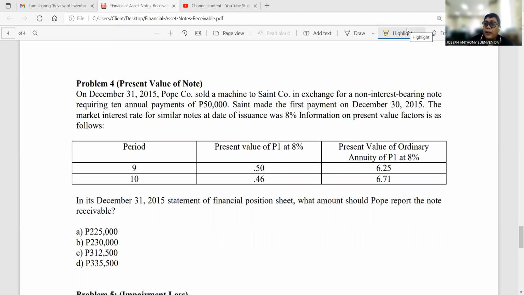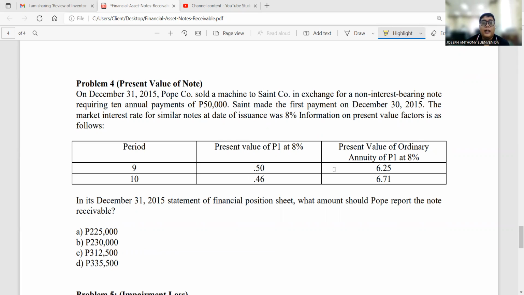Given the present value factors, the only thing you need to do is choose. But the problem is which one to pick. Given here are periods 9 and 10. The present value factors are 0.50 and 0.46, and the present value of an ordinary annuity is 6.25 and 6.71. So you need to analyze the problem first.